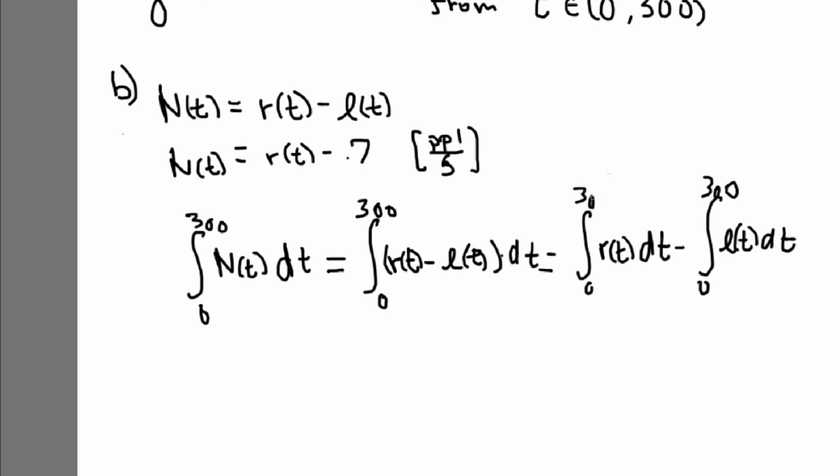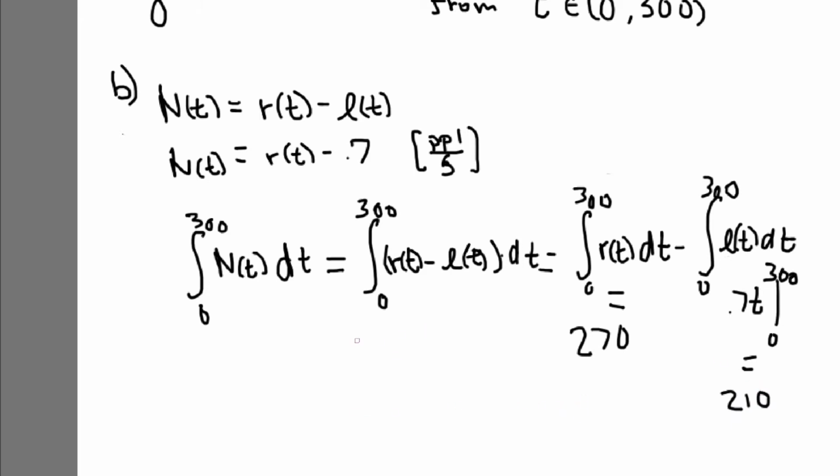So we just solved in part A this exact integral. And we found that it was equal to 270. So 270 people have entered the escalator between the times 0 to 300. If L of t were 0, what would that mean? It means no one leaves. So they enter and they stay on there. So there'd be 270 net people on it. However, L of t is not 0. It's 0.7. The integral of that is 0.7 t from 0 to 300, which equals 210.